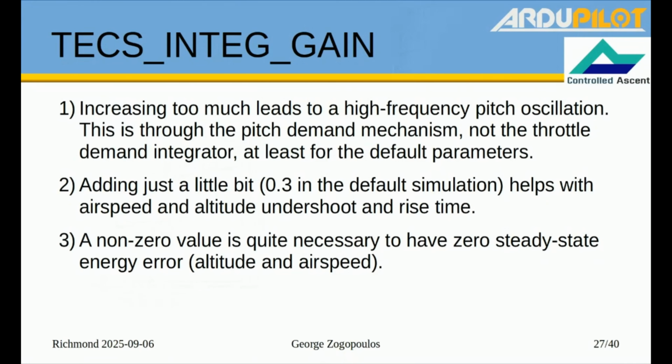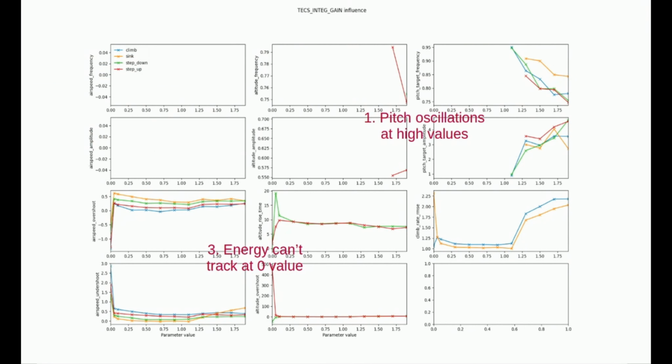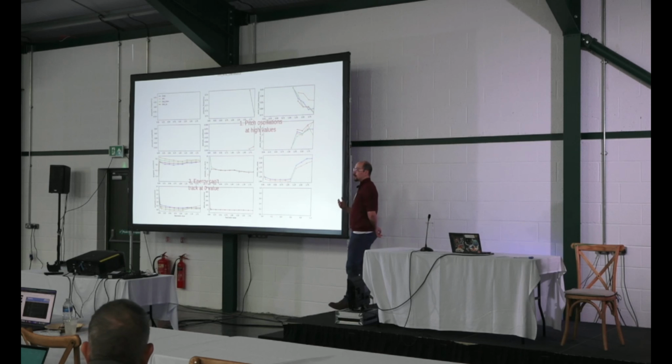The next parameter I want to talk about is the TECS integral gain. This is a parameter that says how much various integrators on airspeed and altitude wind up to help your pitch angle and your throttle match your reference and close down airspeed and altitude errors. And let's see. You do need, the story here is that this needs to be a non-zero value.